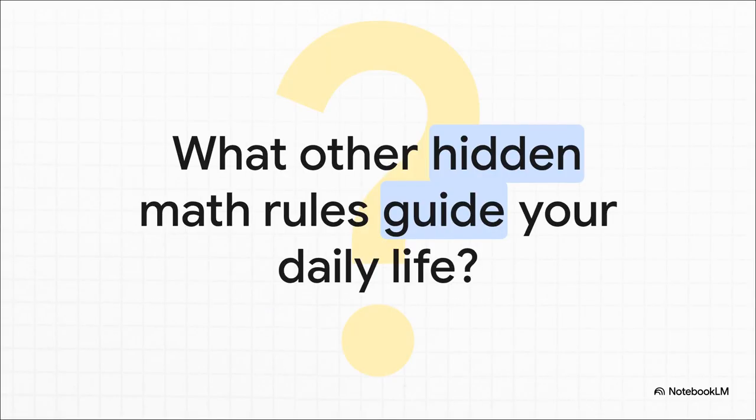And that kind of leaves us with a really cool final thought to chew on. We've seen how the associative property is this sort of hidden rule that helps us make sense of things. So, what other hidden math rules or logical patterns might be guiding your life without you even realizing it?